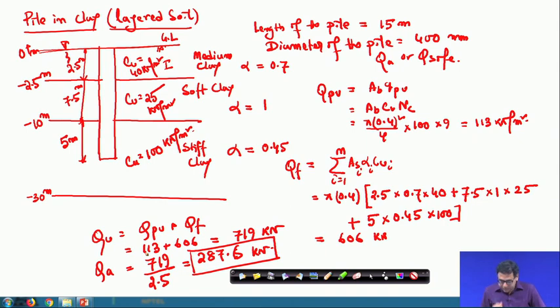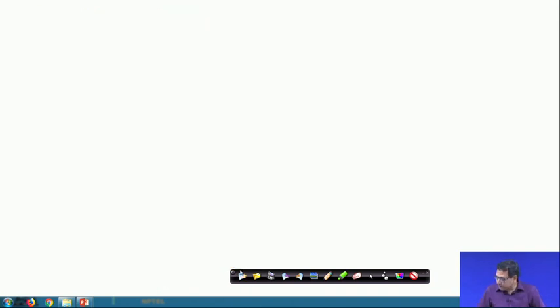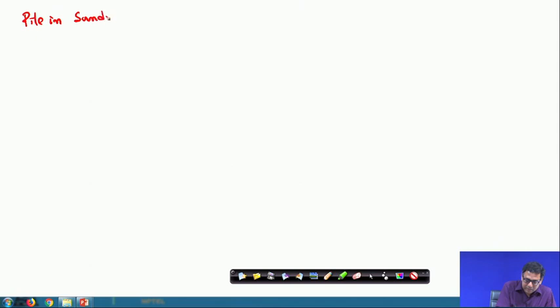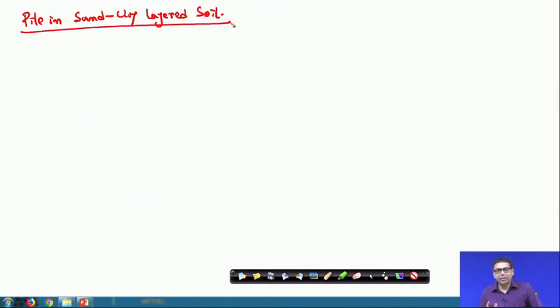Okay. So, the next problem that I will solve is if this pile is in layered soil, but the layers may be both sandy soil as well as clay soil, then what will happen? Okay. So, that means the pile in sand and clay layered soil. I have done the only sand layered soil case, I have done the only clay layered soil case. Now, this example I will solve if the pile is in both sand and clay layers.